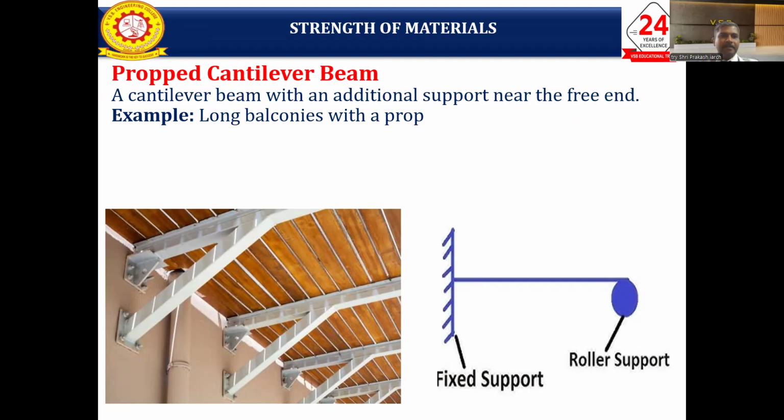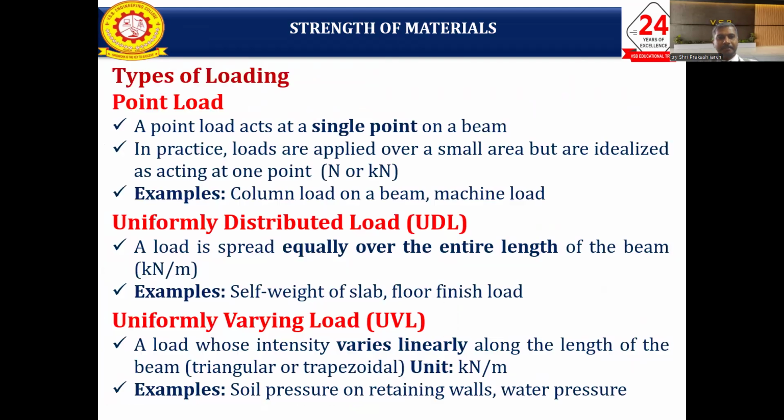The other is the propped cantilever, a cantilever beam with an additional support near the free end. Look at the example, a long balcony with a prop we are going to fix. So what are you going to do? When you fix one end, the other will be free. When you start to apply the load, the free end is going to go down. Maybe there is a chance of failure. So we want to prevent that type of failure, so we need to provide a support. That's why it's called a prop. We need to lift the structure, we need to support the overhanging structure. That beam is called a propped cantilever beam.